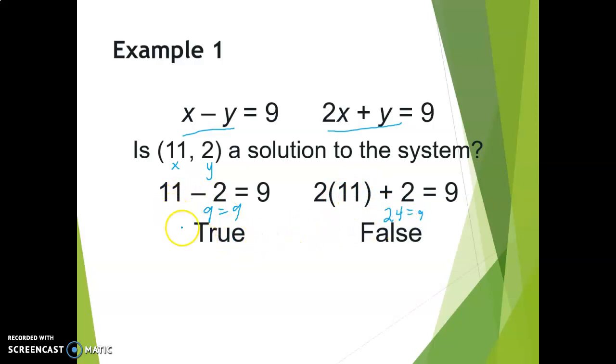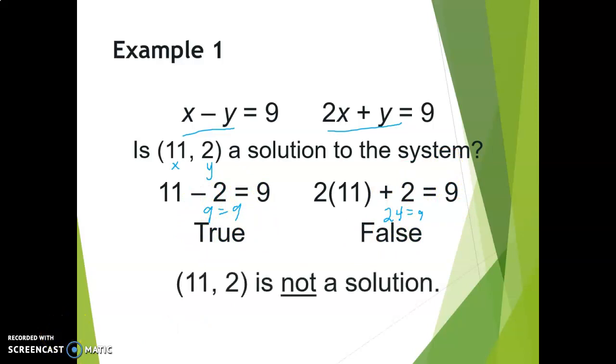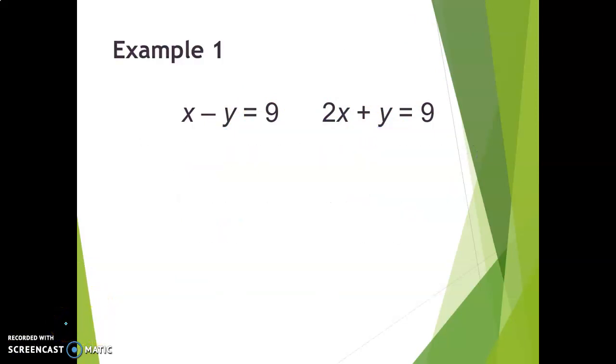So 11, 2 was a solution for the first one. It was not a solution for the second one. Therefore, it is not a solution for the system. In order to be a solution for the system, it has to be true for both or all parts of the system. All right, let's try another one.